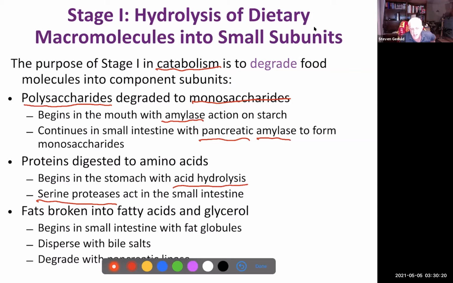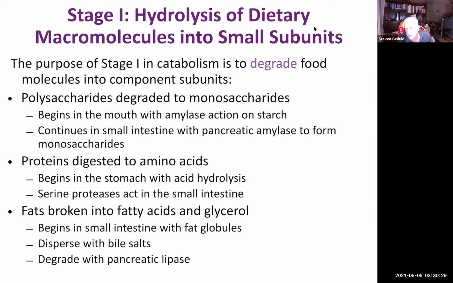Fats are broken down into fatty acids and glycerol. And this also begins in the small intestine with the different fat globules dispersed with bile salts. Bile salts come from the liver, and they help in the breaking down of lipids. They degrade these lipids with pancreatic lipase. So the pancreas also produces lipase, and it also produces amylase. Amylase breaks down polysaccharides, the sugars, your carbohydrates, and lipase breaks down your lipids into glycerol and your fatty acids.